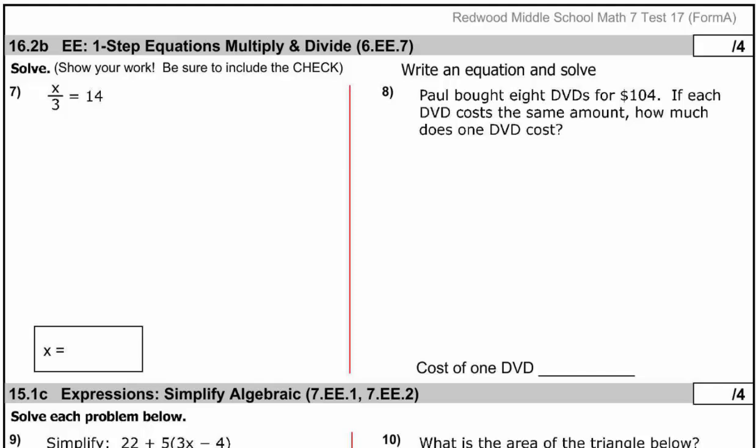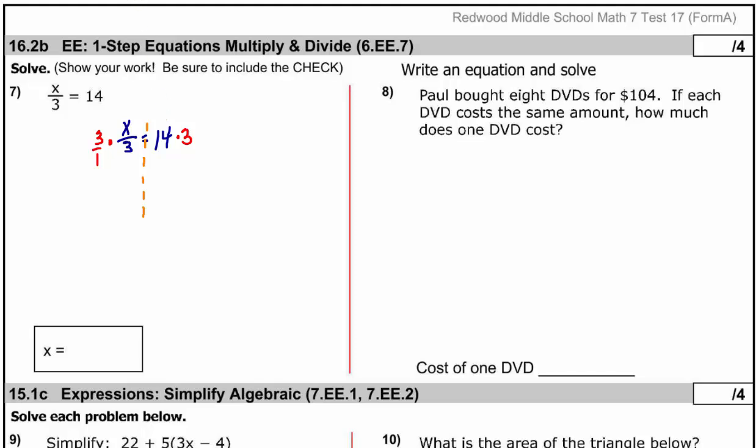So these are the problems I said I personally always like to go ahead and get where I have some space. We have x divided by 3. The opposite of dividing by 3 is multiplying by 3. So we're going to multiply by 3 on each side. I didn't put my line down, but you remember we have that. Do the same thing on both sides.